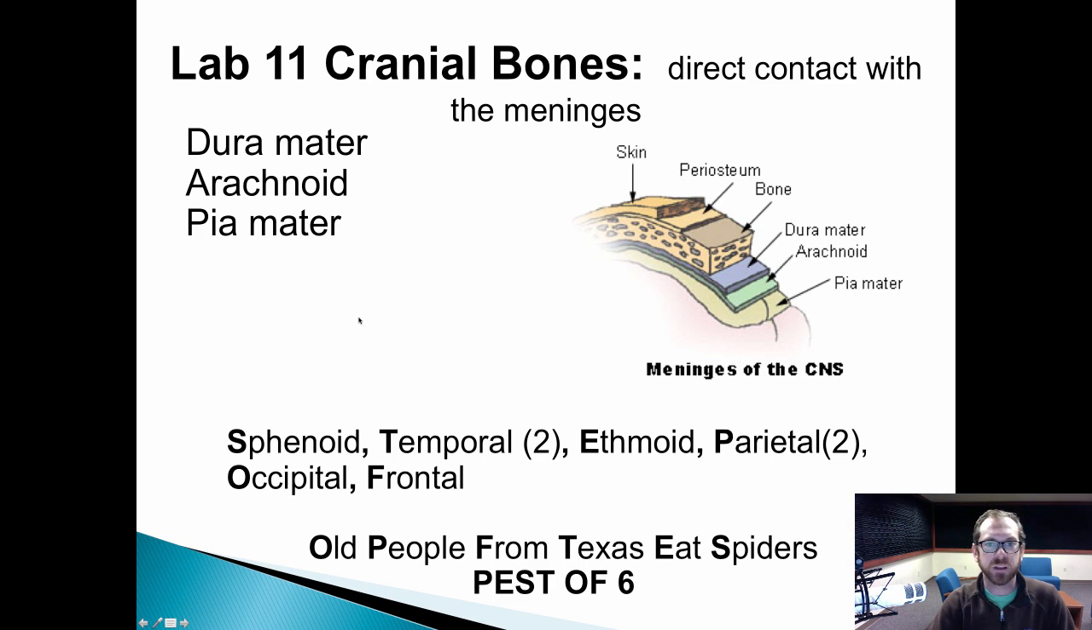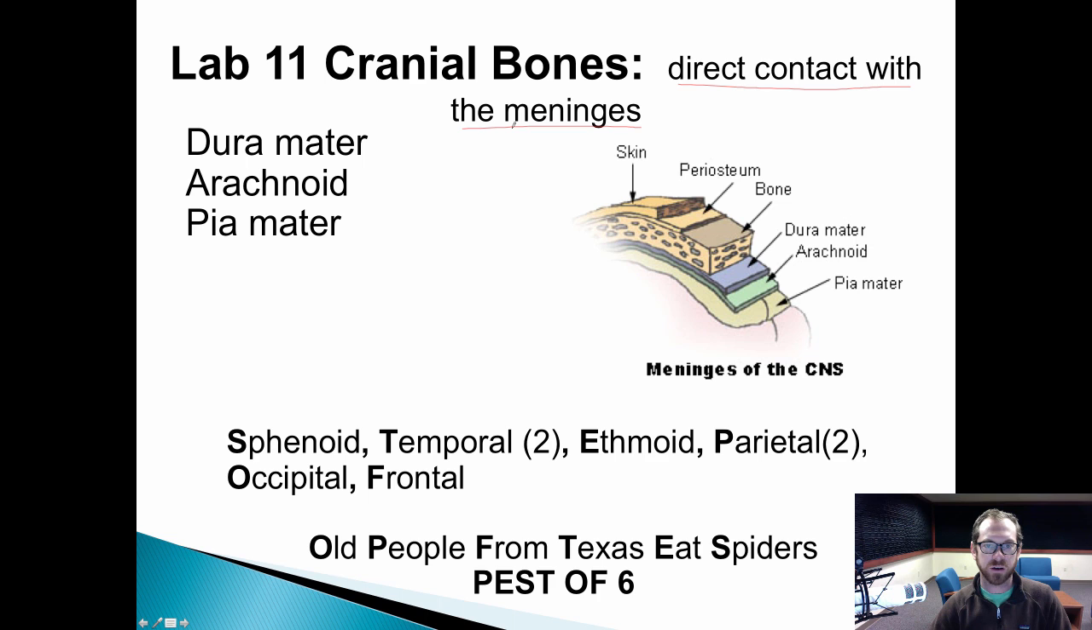Okay, this is lab 11. In this lab, we're going to split the AV lecture into two parts. First is going to be the cranial bones, and then the second part, we're going to move into facial bones. Now, the major take-home message for this AV lecture is that cranial bones come in direct contact with the meninges of the brain. This is the major difference between cranial and facial bones.